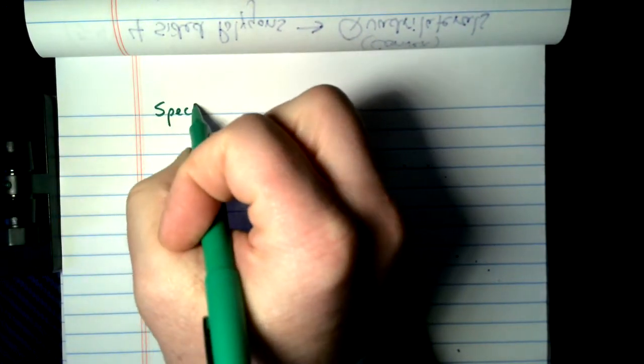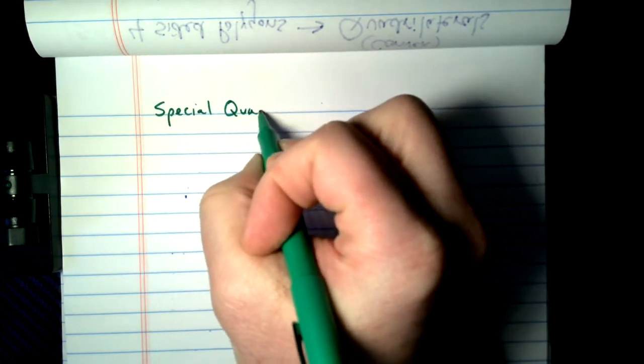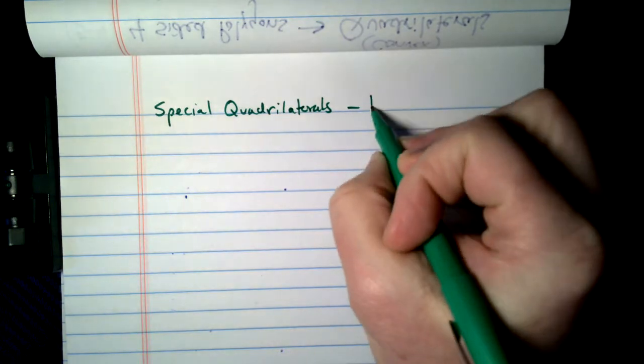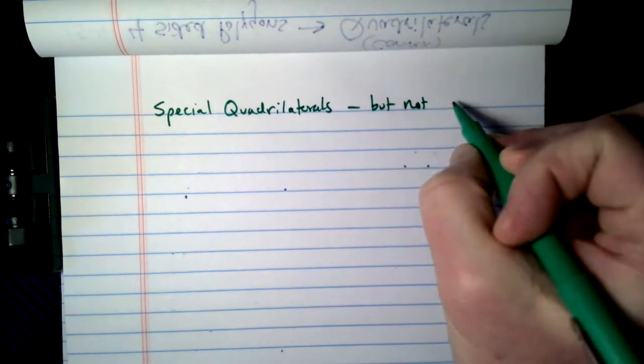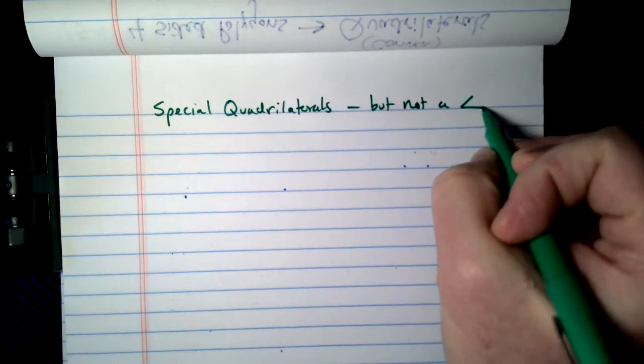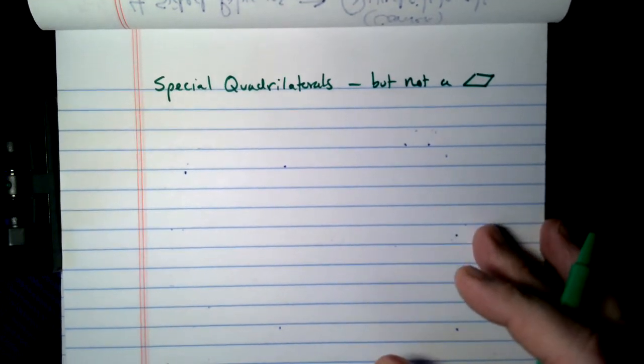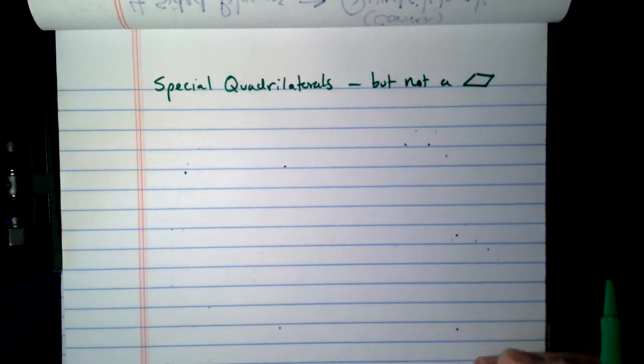All right, so what if it's a special quadrilateral, but not a parallelogram? A kite might be a parallelogram. If it's a square or rhombus, then a kite is a parallelogram. If it's like the one that I drew as the example, then it's not a parallelogram.